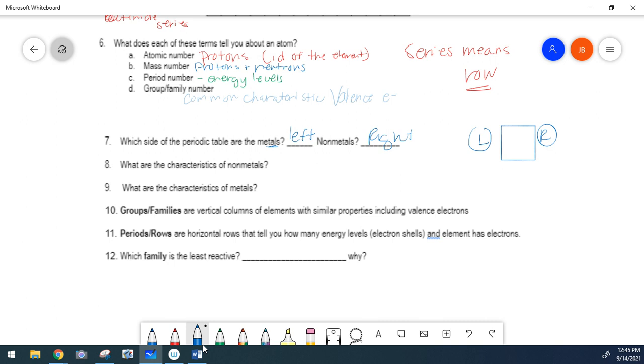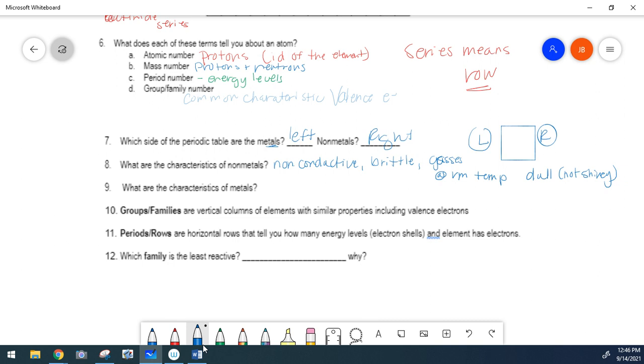What are characteristics of non-metals? They're non-conductive, right? They're brittle. They are gases, some of them at room temperature, right? What else? Not lustrous. Yes, and they're dull, meaning not sharp but not shiny.